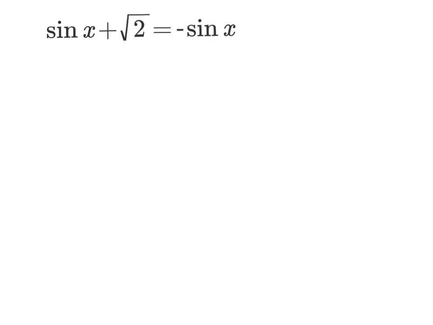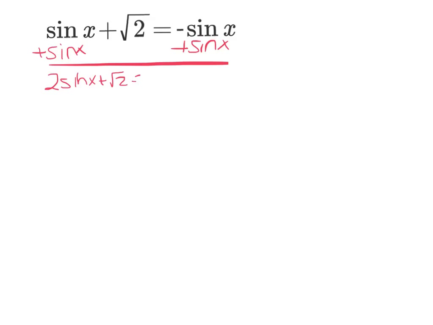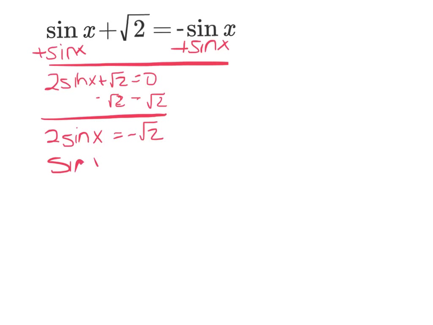Here's another example we looked at before. We're going to combine our terms here. So we have 2 sine x. We'll subtract radical 2. And then divide by 2.